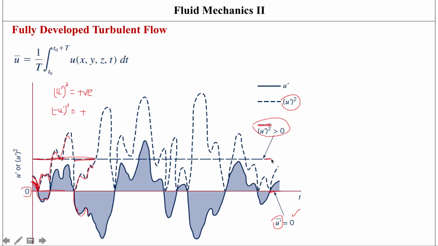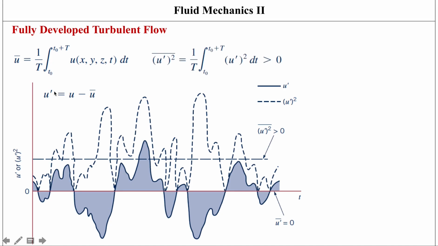So again, I have the average value and something by Reynolds decomposition that I got, which is u dash. And then if I was to take a square of this fluctuating part, it would be equal to this, which would be greater than 0.